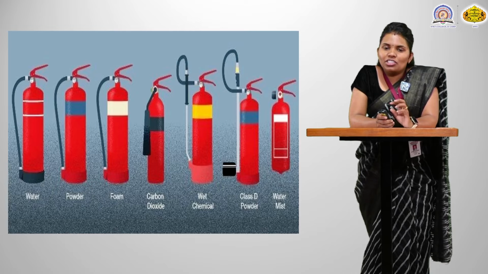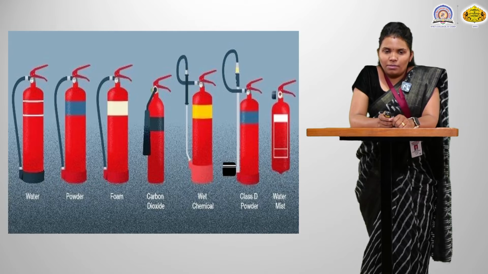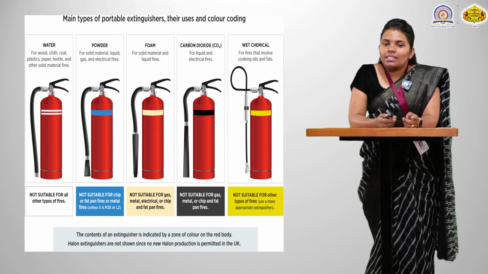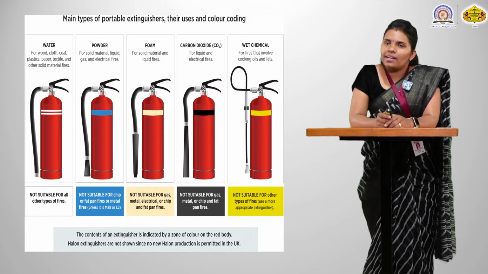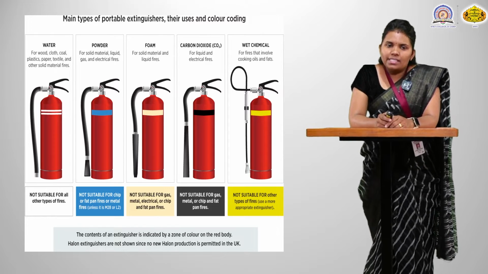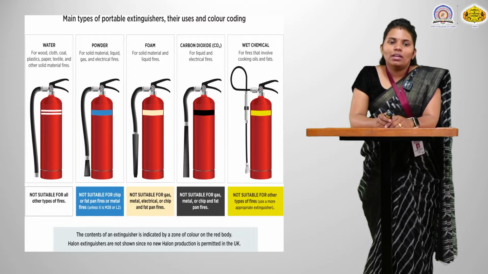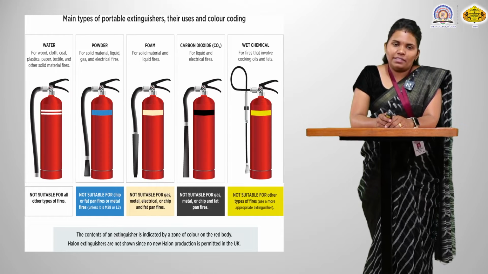For the mistification, the spray or the sprinkler is there in the water mist. So, main types, again these are the pictorial form of the fire extinguisher. So, which fire could they resist? Water fire extinguishers are suitable for wood, cloth, coal, plastic, paper, textile and other solid material fires.